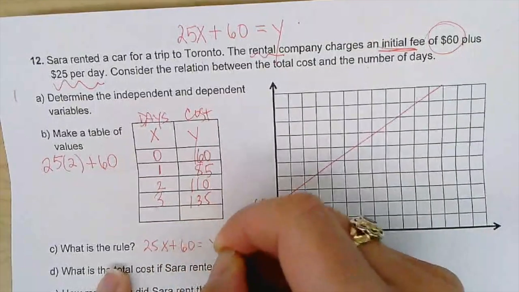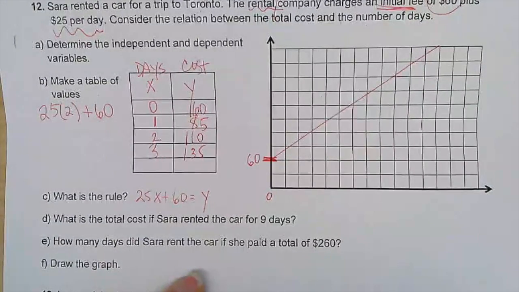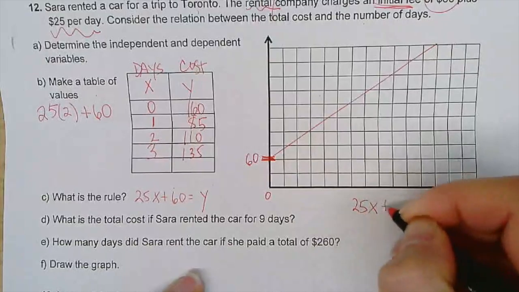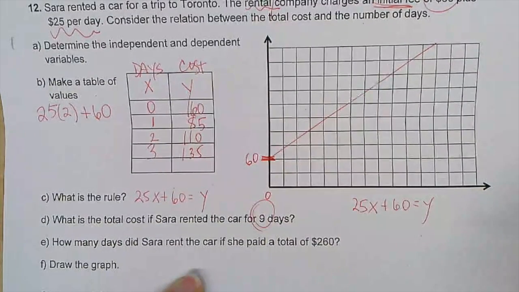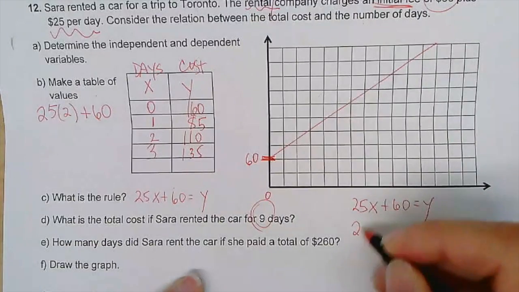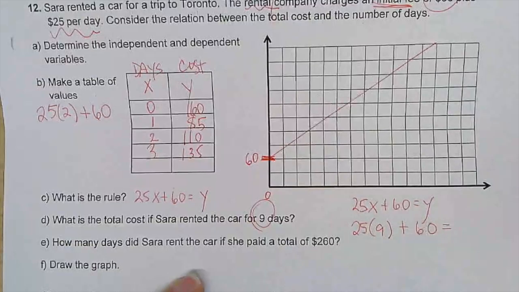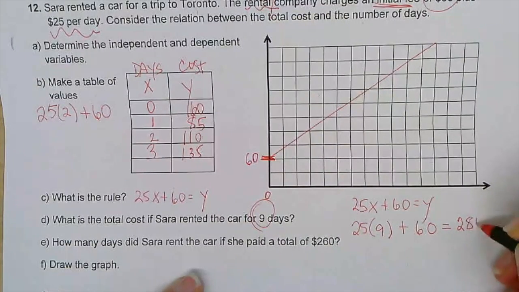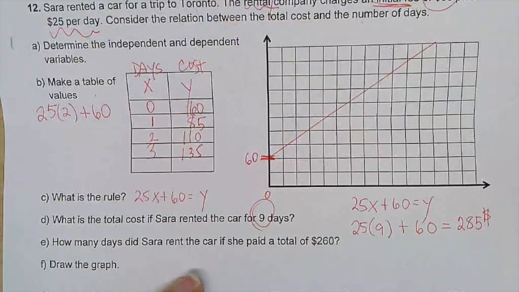And now let's answer those 2 questions that are specific. So I'm going to take my 25x plus 60 equals y, and I'm going to replace my x by 9. 25 times 9 plus 60 equals, I don't know, $285 to drive around for 9 days.